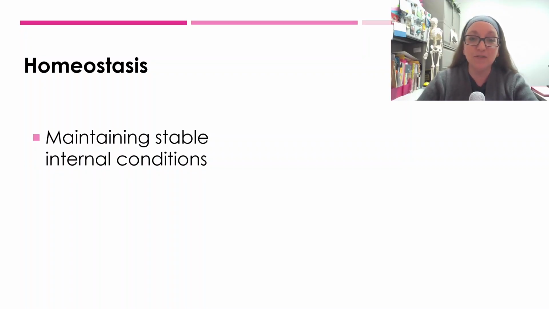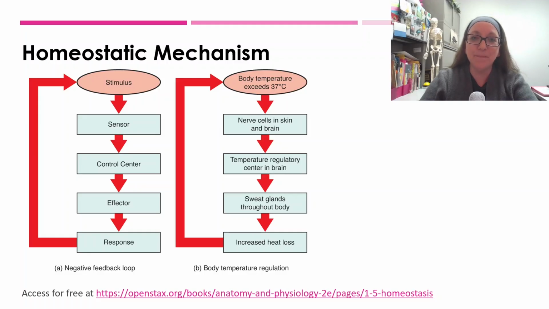All organisms, from cells to bacteria to plants to animals to humans, have to maintain their internal environment. All organisms have specific needs for pH, oxygenation, electrolytes, temperature, and we must have systems in place to maintain that environment. A homeostatic mechanism begins with a stimulus.